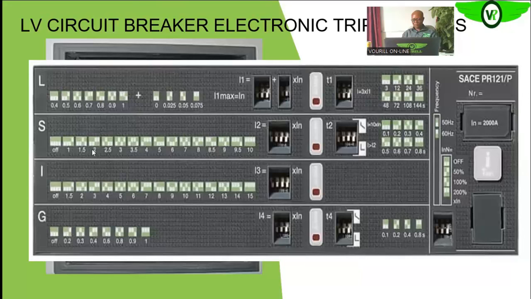Then here we have the short time delay. You can override it when all the 4 are down; it is off. The short time delay is what you expect to see before the timer will start counting. This is a multiple of the nominal current rating. Remember, the nominal current rating of this breaker is 4000 amps, not the continuous amp rating. That is the rated current of the circuit breaker.